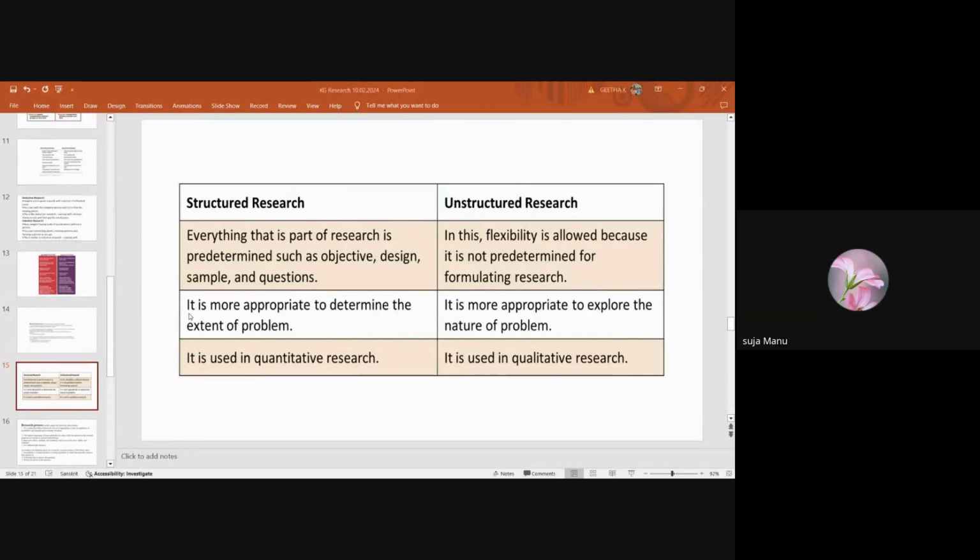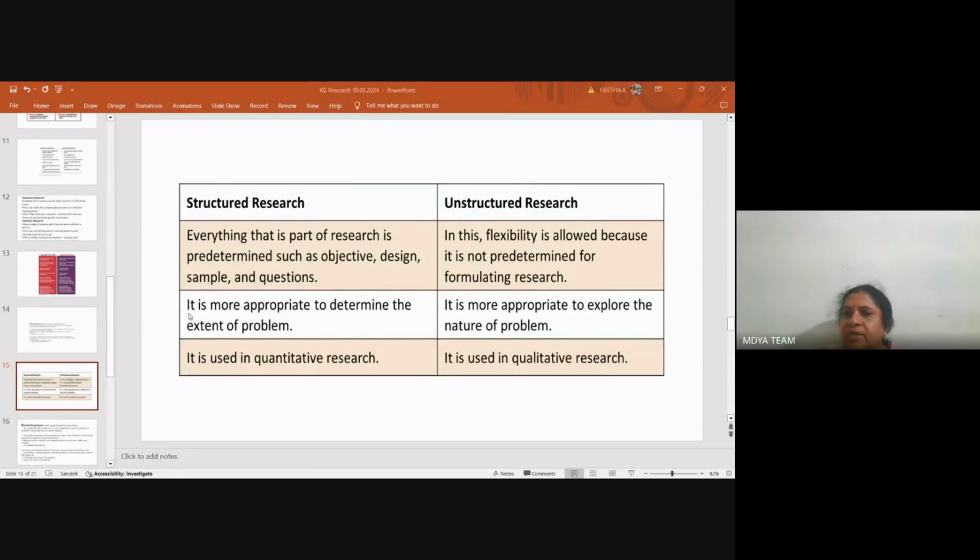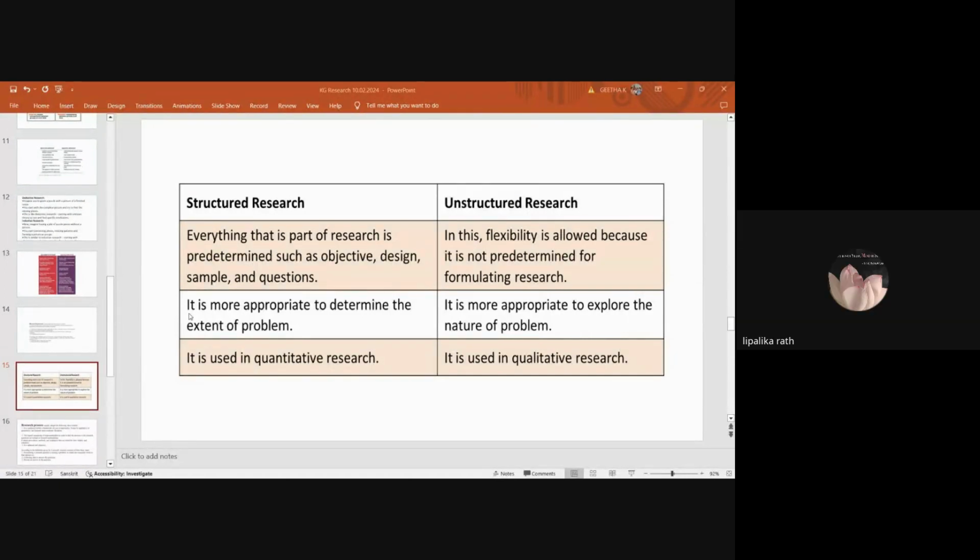Yes, ma'am. Can anyone say? Because it is very important, structured, unstructured, you have to understand, then only research will move on in the right manner. Lipalika, are you able to follow? Yes. Can you please tell me what is structured and unstructured?